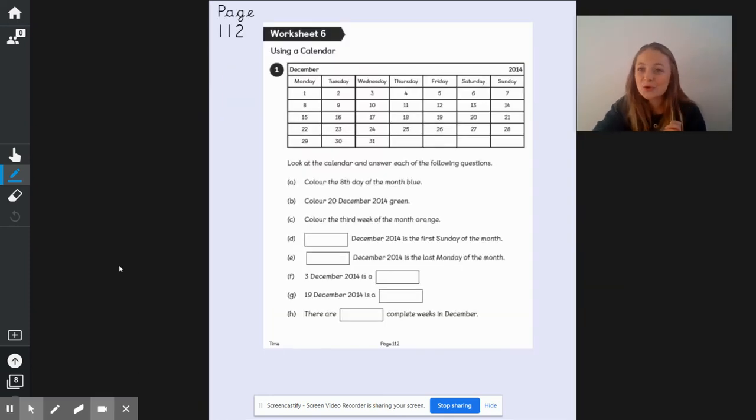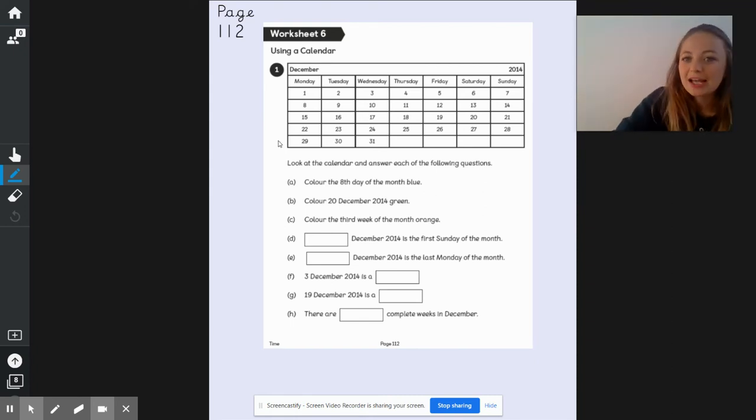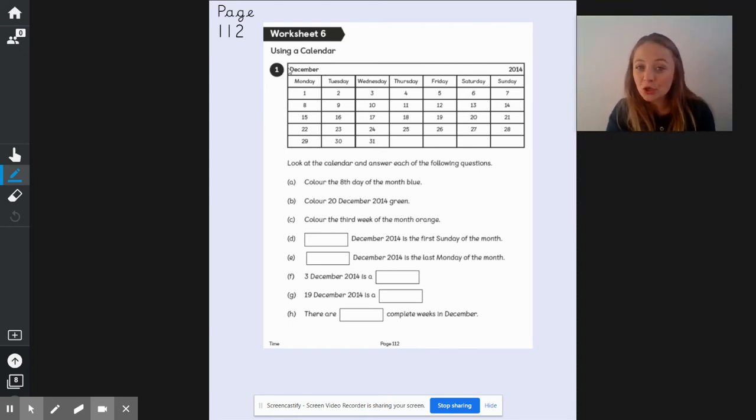And then this is your work for today, page 112 in your workbook. And this time, instead of it being October, you've got December 2014, and you've got this page of the calendar. You have got these questions to do here. We're going to do a couple of them together. So the first one says, colour the 8th day of the month blue.